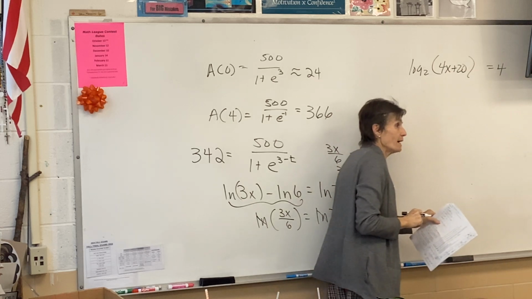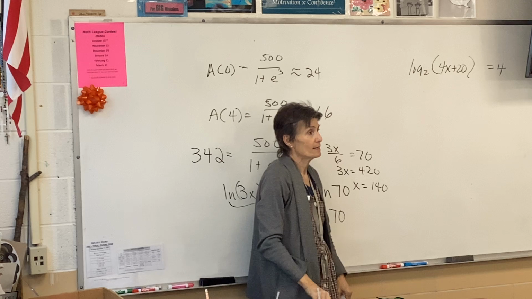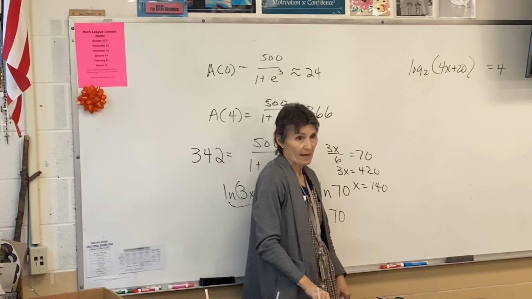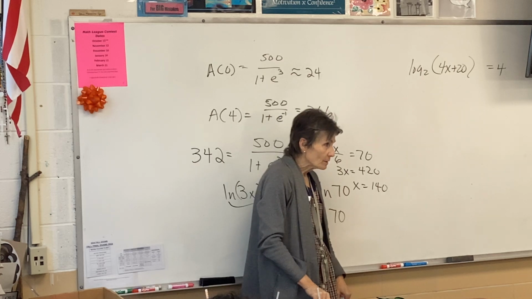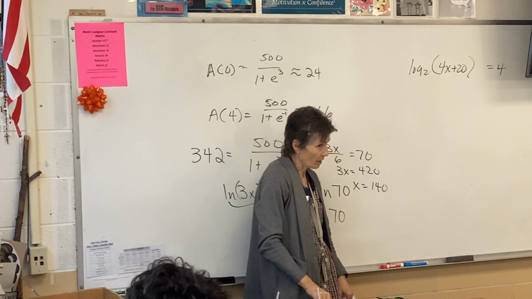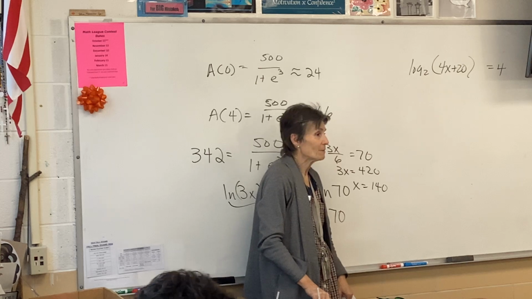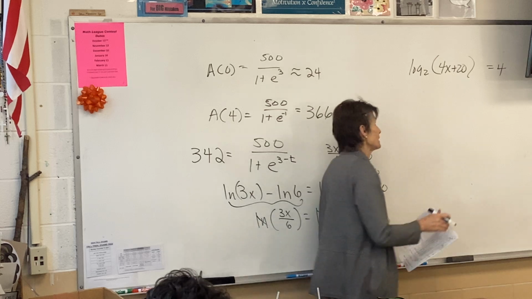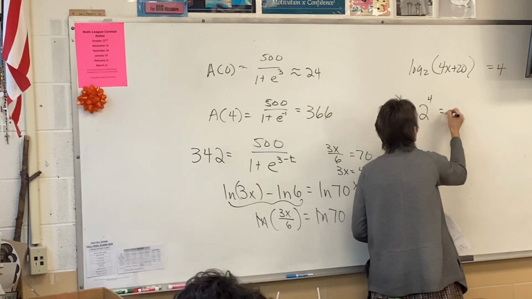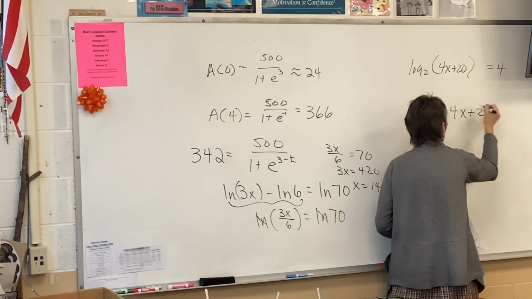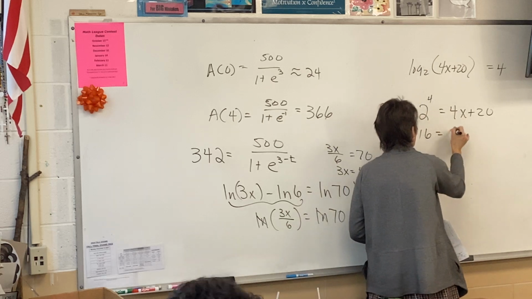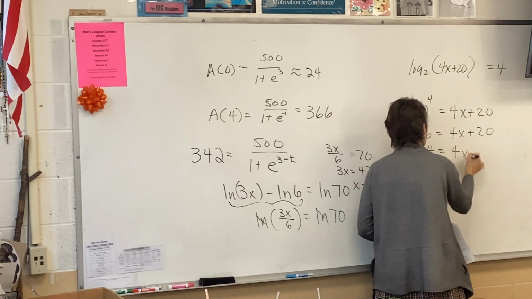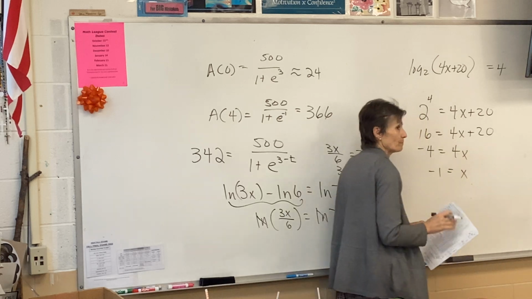Why did they go together as a multiplication? Because the logarithms were added. Now, do we have log equals log? No, so we're not dropping anything. What do we do when we have one logarithm? We move. So 2 to the 4th equals 4x plus 20. 16 equals 4x plus 20. 4x equals -4, so x equals -1.